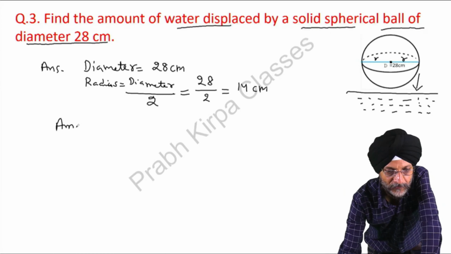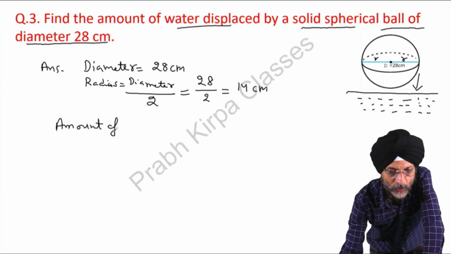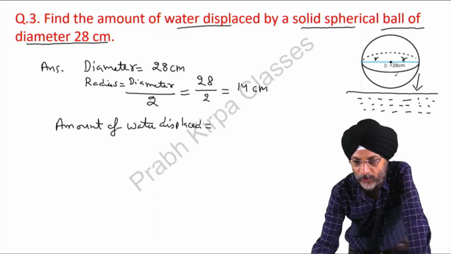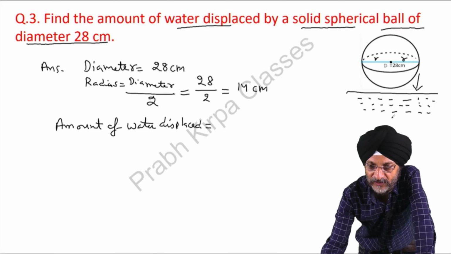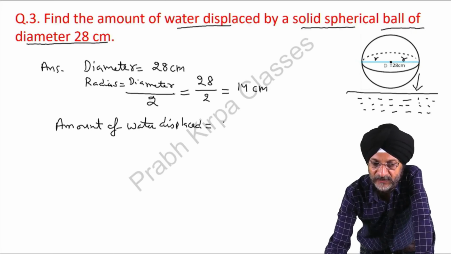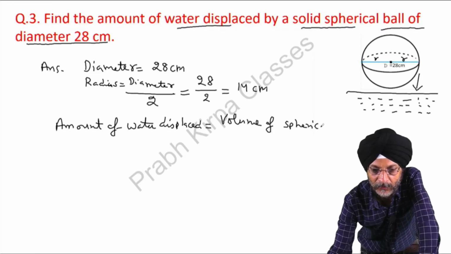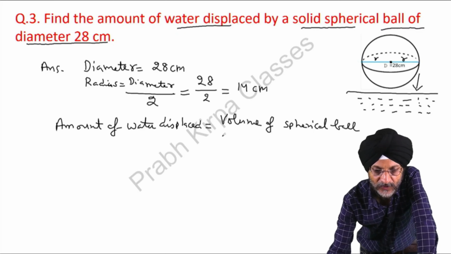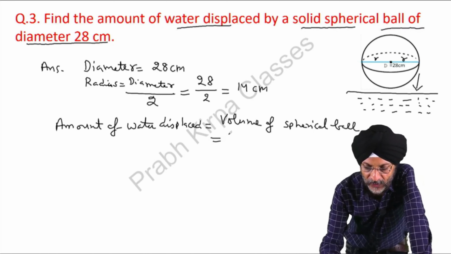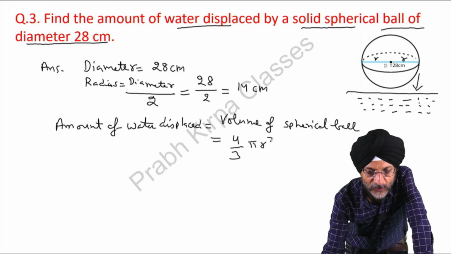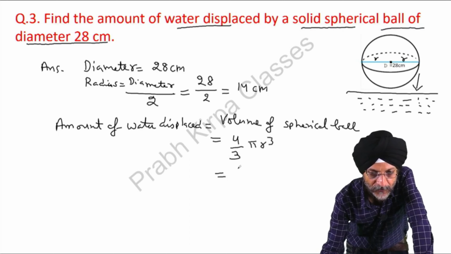Now what we have to calculate is the amount of water displaced. When we put this spherical ball into water, the amount of water displaced will be equal to the volume of the spherical ball. Now what is the formula for calculation of volume of spherical ball? It is 4/3 pi r cube. Now we will put in the relevant values.